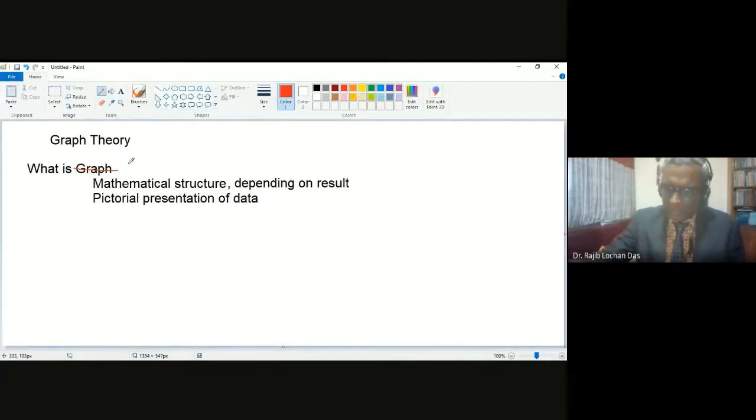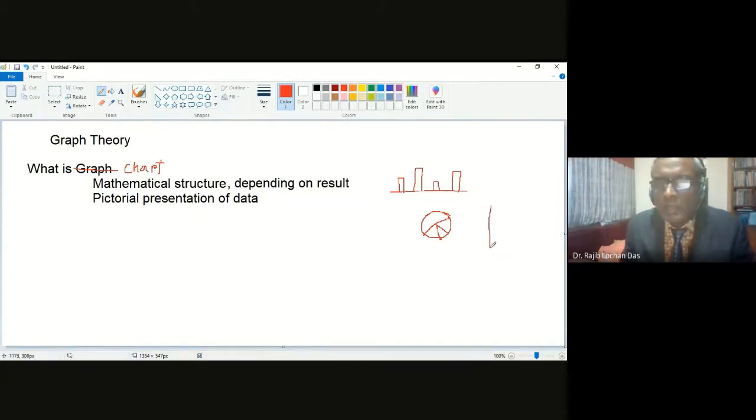In previous days, in old mathematics, these were called chart. Graph, sorry. In old days, all these things like the bar chart, the pie chart, and maybe a line chart, something like this, were actually called charts. These are not graph. Be careful. In Excel also, all these are called charts.